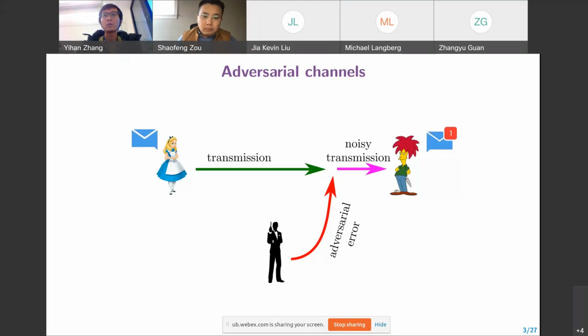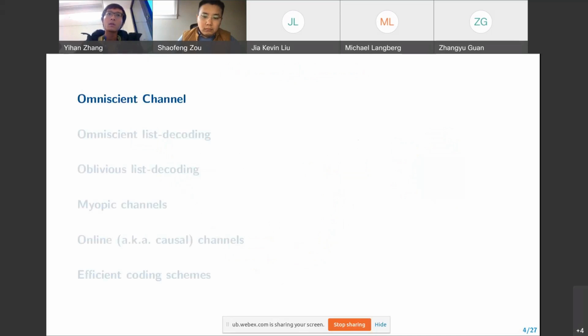Here, I want to highlight one thing, which is the power or limitation of the adversary, what he knows and what he does not know. If the adversary does not know anything about the particular transmission by Alice, then he is said to be oblivious. On the other hand, if he knows exactly what's transmitted by Alice, then he is said to be omniscient. These two are extremes, and they are two very important models. In this talk, I'm going to talk about these two and some other models that lie in between these two extremes. So let's start from the omniscient extreme.